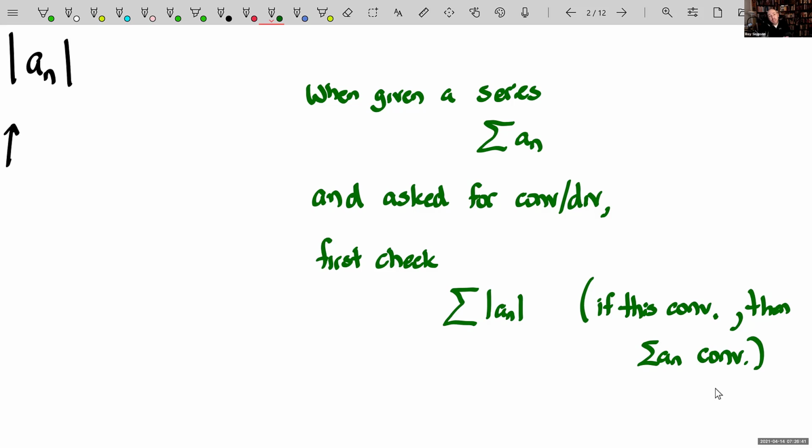But you've actually, in that process, proved two things. One, not only does the original series converge, but it converges absolutely. And that's a tighter form of convergence. So that's kind of neat to be able to do that.